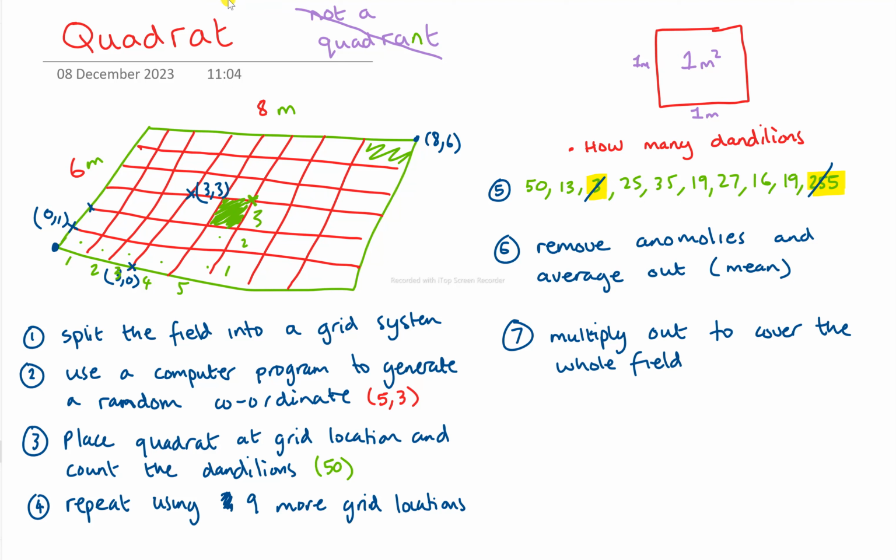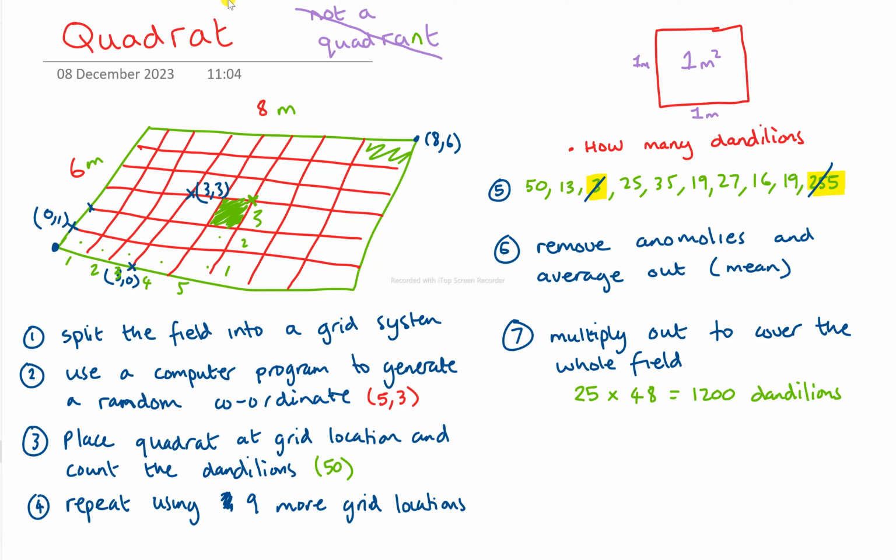So for example, just say we've got an average of 25, and then we multiply that by how many squares we've got here. We've got 8 times 6, 48. So in this field I can say I've got 25 times 48 dandelions. On the calculator it gives 1,200 dandelions on the field that I've got.